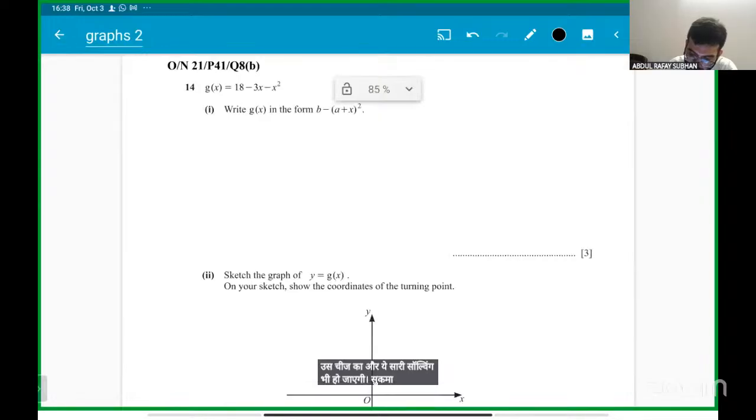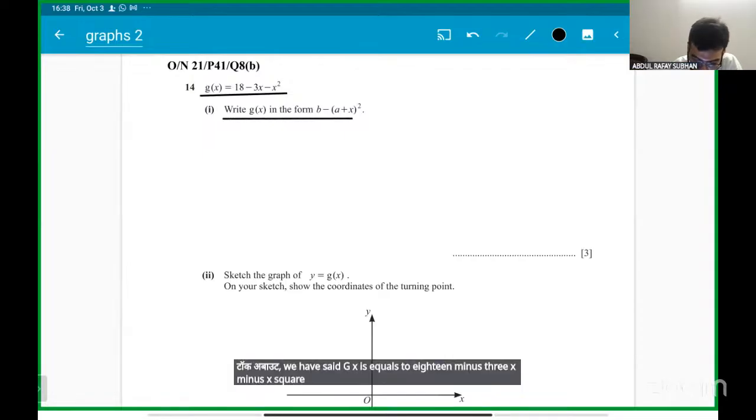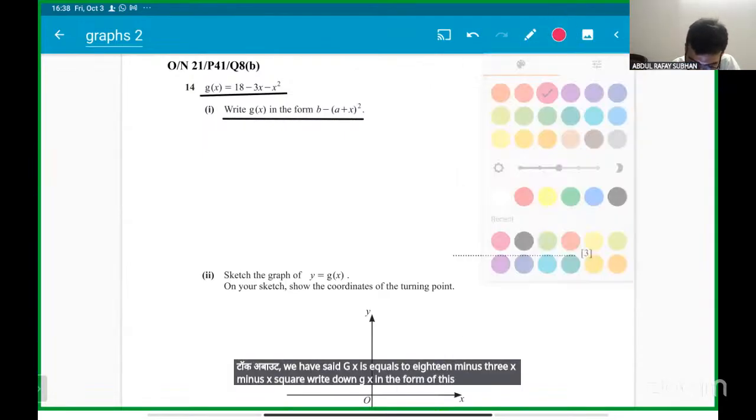So question number 14 talks about g(x) is equals to 18 minus 3x minus x square. Write down g(x) in the form of this thing. So let's get started.